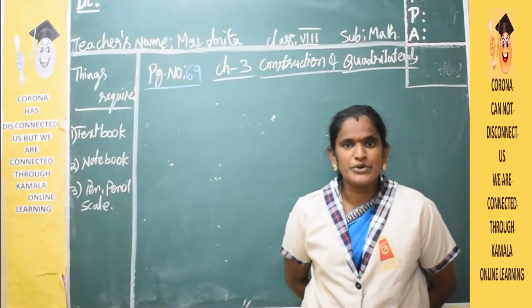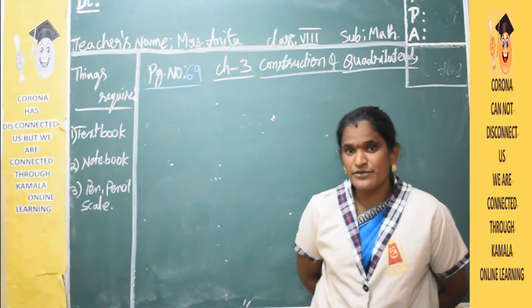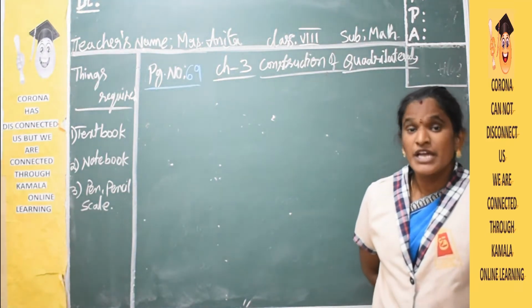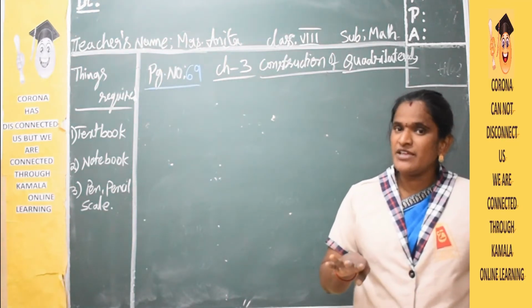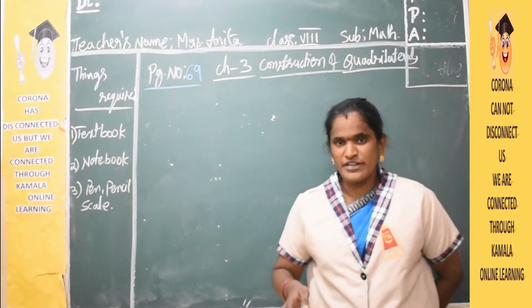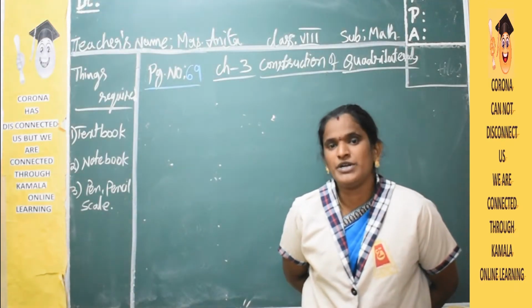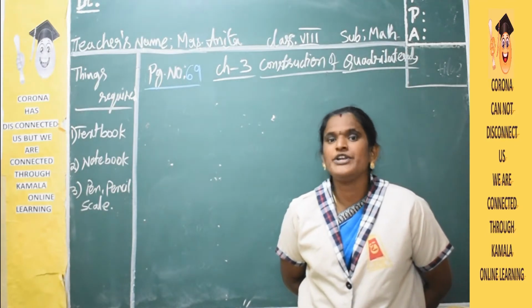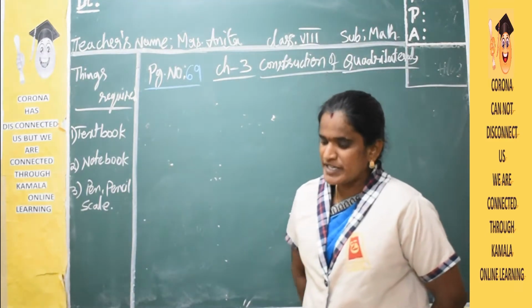Yes? Now, today we are going to learn how to construct a quadrilateral when 4 sides and 1 diagonal are given. In previous class, what we learned children? If 4 sides are given, how to construct the quadrilateral, we learned. Yes. Now in this class, we are going to learn how we are going to construct when 4 sides and 1 diagonal are given. Now we are going to construct the quadrilateral.